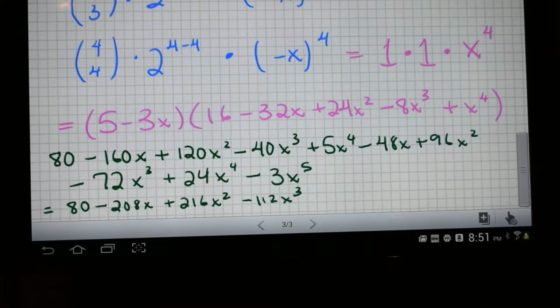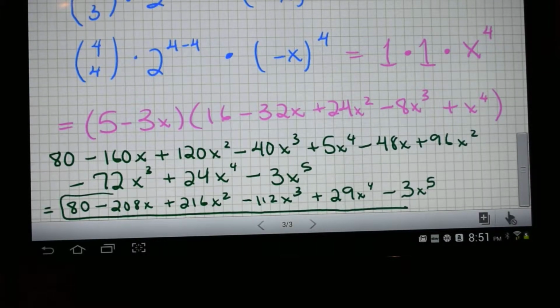X to the fourth power, we have this one and this one. At least I can add those in my head. And then we just did 1x to the fifth. And that should be the final answer.